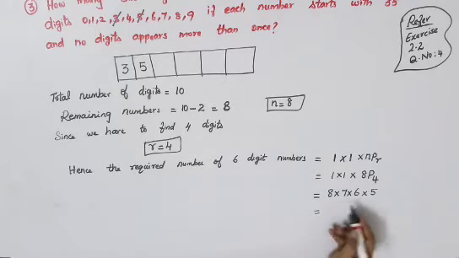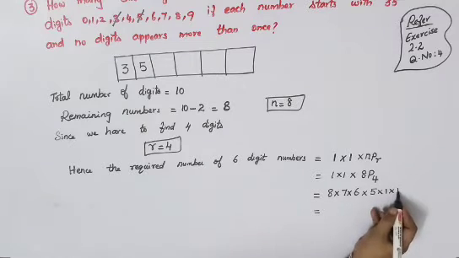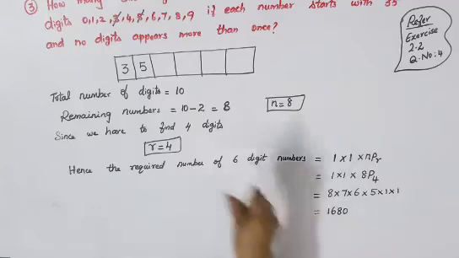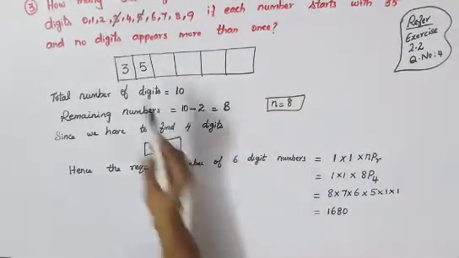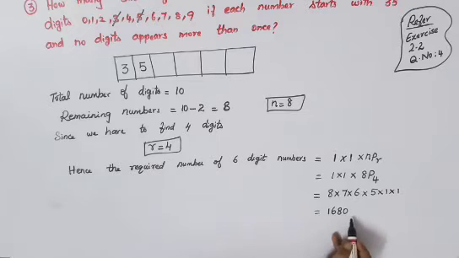So multiplying all these numbers, into 1 and 1, which you can write, otherwise you can eliminate it. So multiplying, you get your answer as 1680. Therefore, the 6-digit numbers that can be constructed using all these digits is 1680 numbers. Therefore, this is the answer for your third question.